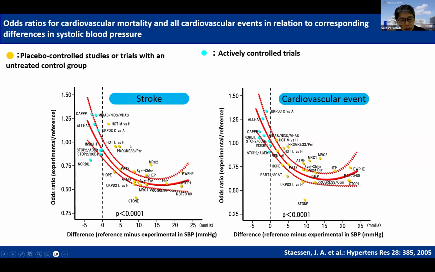Yellow dots mean greater reduction, placebo control trials, and blue dots are active control trials. As you can see, greater reduction in systolic blood pressure is linked to lower risk, especially for stroke, as well as cardiovascular event. This trend is statistically significant. Overall, this supports the idea that even moderate blood pressure reduction can significantly lower cardiovascular risk.